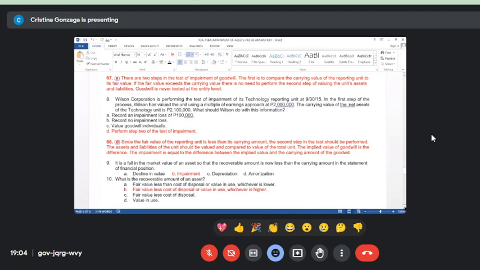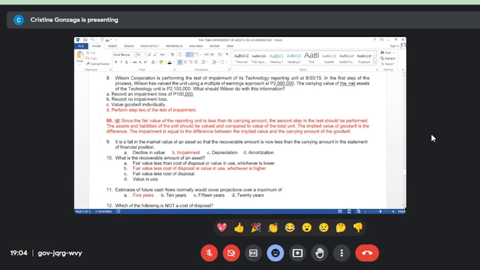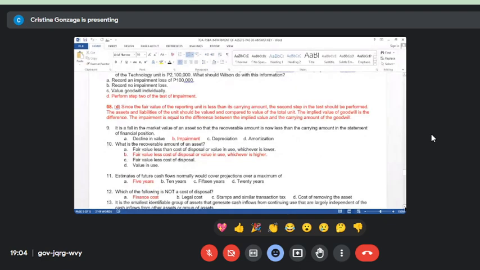Number 8, answer natin dyan, perform step 2 of the test of impairment. May test of impairment eh. Okay, number 9, letter B ang answer natin.